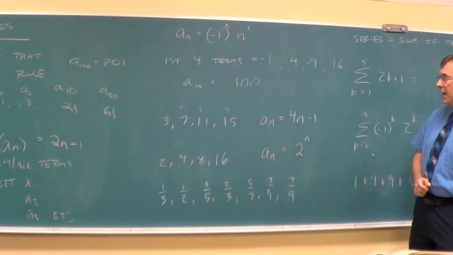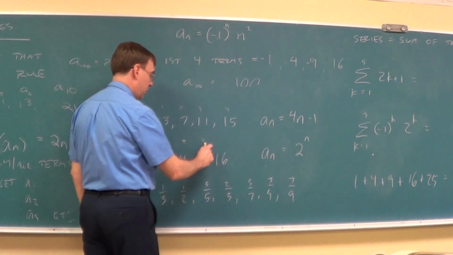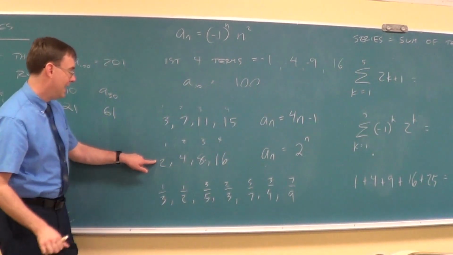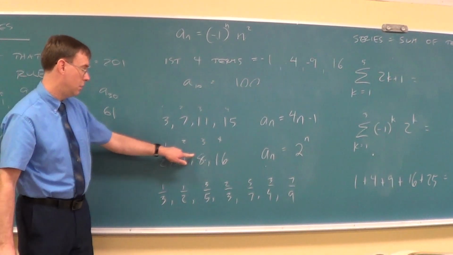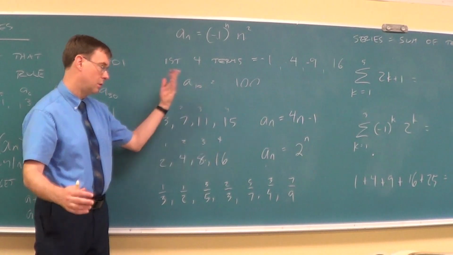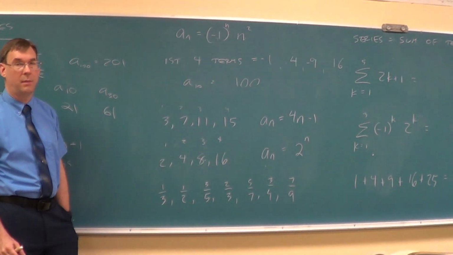And then we'll just try to check it out. Number these off. 1, 2, 3, 4. Is this 2 to the 1? Yeah. 2 to the 2? Yeah. 2 to the 3? Yeah. 2 to the 4? Yeah. So get out. Questions about that?